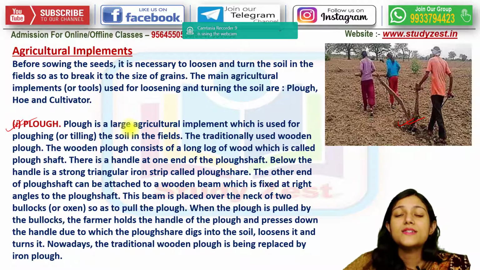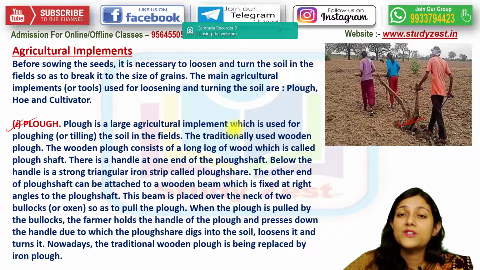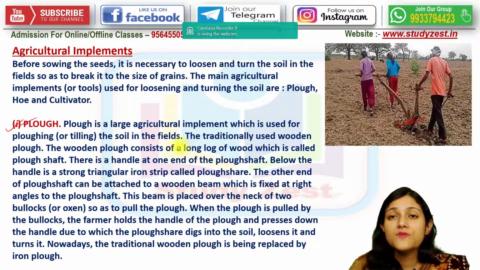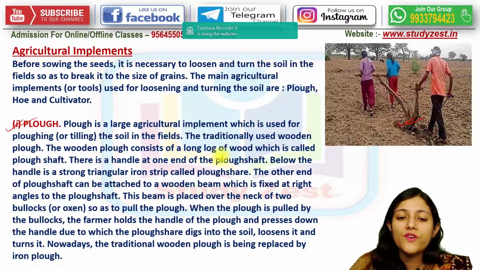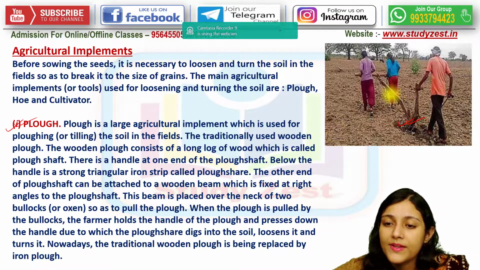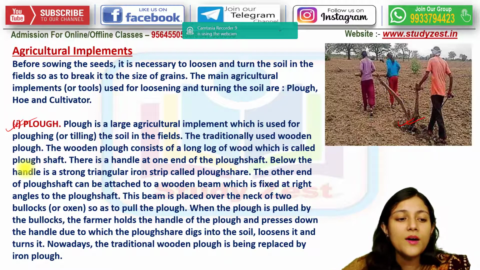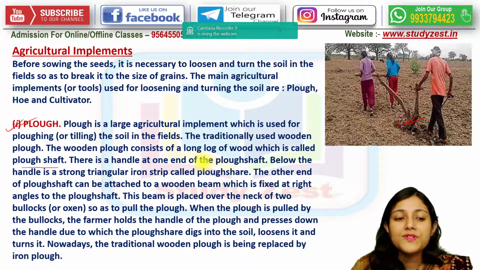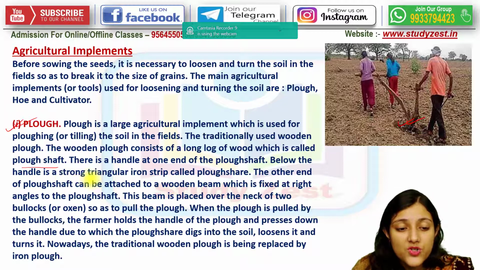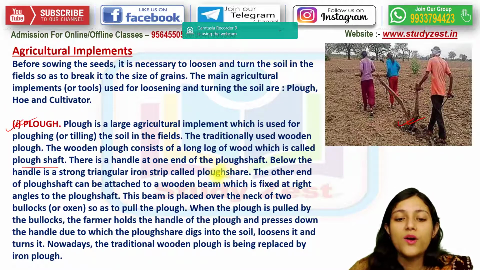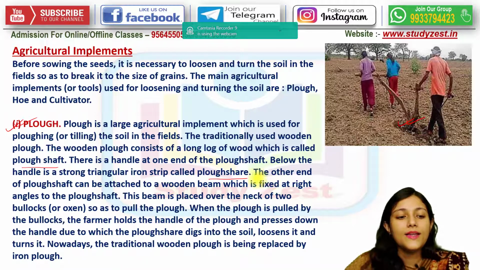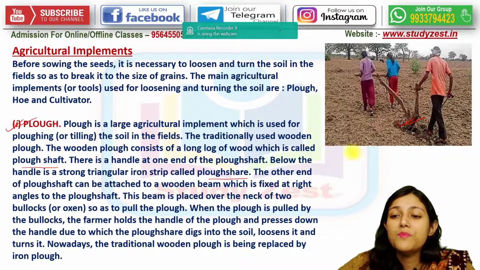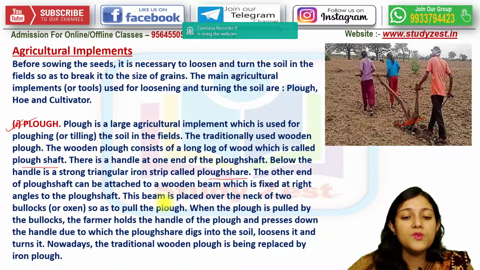It is a large agricultural implement used for tilling or plowing the soil in the field. Traditionally, it was made of wood. A wooden plow consists of a long log of wood. There you can see, it is called the plow shaft. There is a handle at one end of the plow shaft, and below the handle there is a strong triangular iron strip which is called the plow share. The other end of the plow shaft is attached to the wooden beam. This is the wooden beam, you can see.